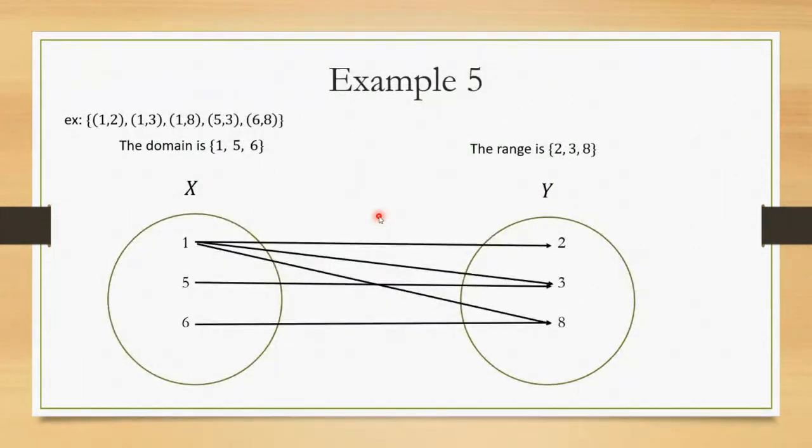Here's another example. Again, this is a relation, right? So here we would have these ordered pairs. And from here, hopefully you can see that the domain would be 1. 1 is listed already, we don't list it again. 5 and 6. So 1, 5, 6. The range here is going to be 2, 3, 8. 3 is listed already, 8 is listed already. So that's it.